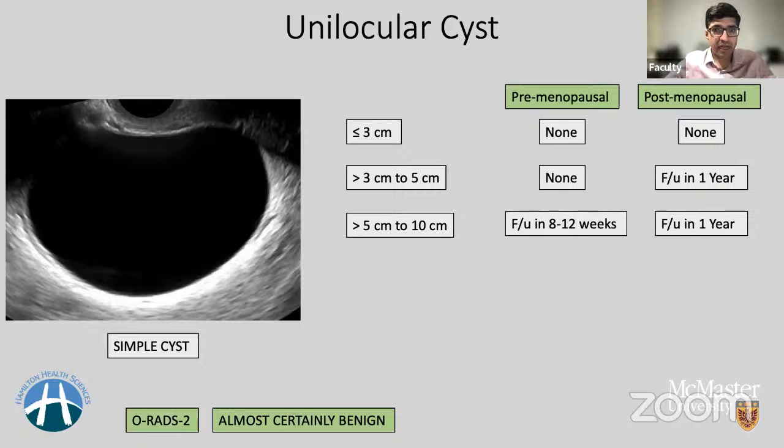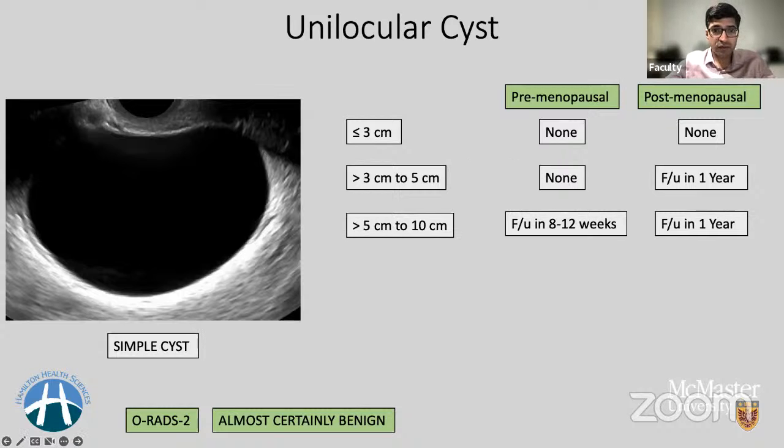But what happens is that you start to see cystic masses which are greater than 3 centimeters, going all the way up to 10 centimeters. All of these cystic masses need some kind of follow-up, but they fall under the category of O-RADS 2, which is almost certainly benign. In the premenopausal age group, you technically do not need any form of follow-up, even if the cyst is up to 5 centimeters. And this has been reiterated in many other guidelines, such as the SRU consensus statement.